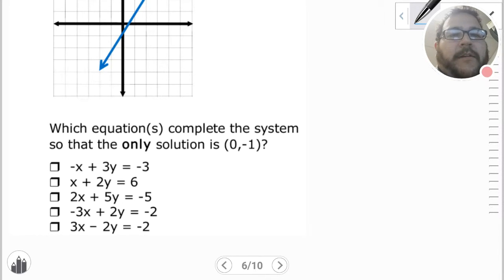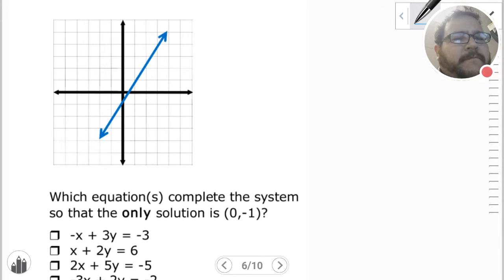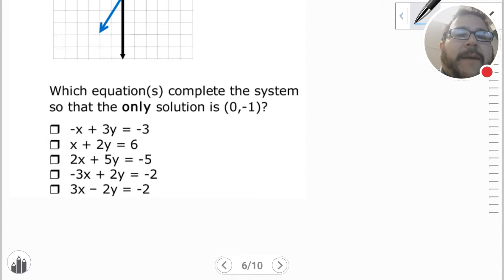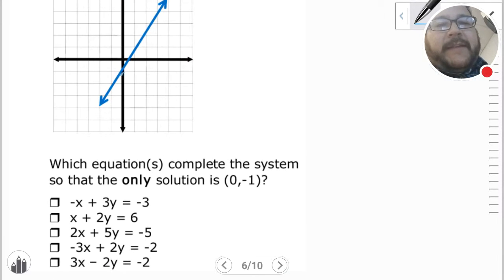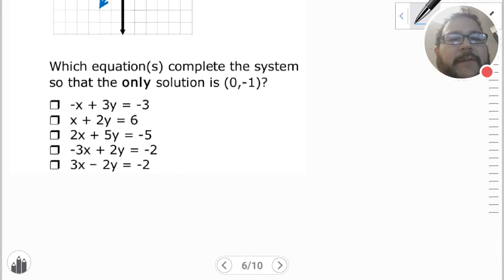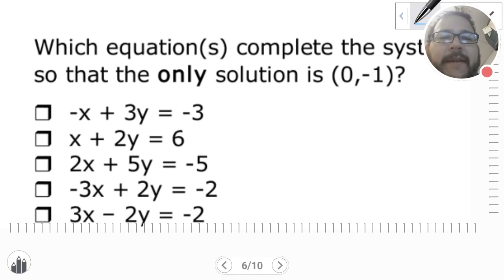All right, so that means it meets right there. So which one's going to satisfy this? A couple options. I could solve all of these equations for y, graph them, and then get my solution. Or I already know that 0, -1 satisfies this one right there because it crosses right there. Now the other thing I can do is take 0, -1 and plug it into each equation. And if it makes a true statement, it is checked. If not, it is not an answer.